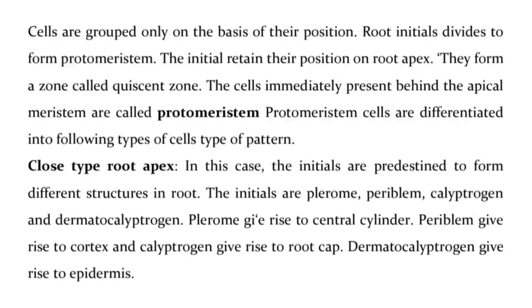Type of pattern: closed type root apex. In this case, the initials are predestined to form different structures in root. The initials are plerome, periblem, calyptrogen and metacalyptrogen. Plerome gives rise to central cylinder. Periblem gives rise to cortex and calyptrogen gives rise to root cap. The metacalyptrogen gives rise to epidermis.